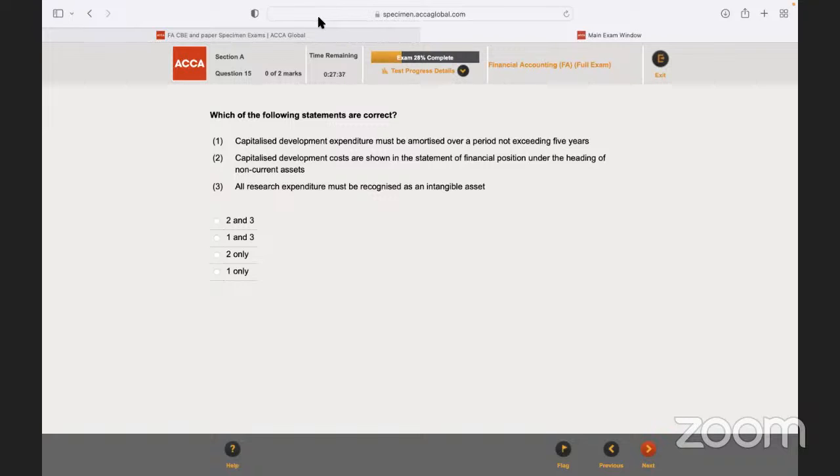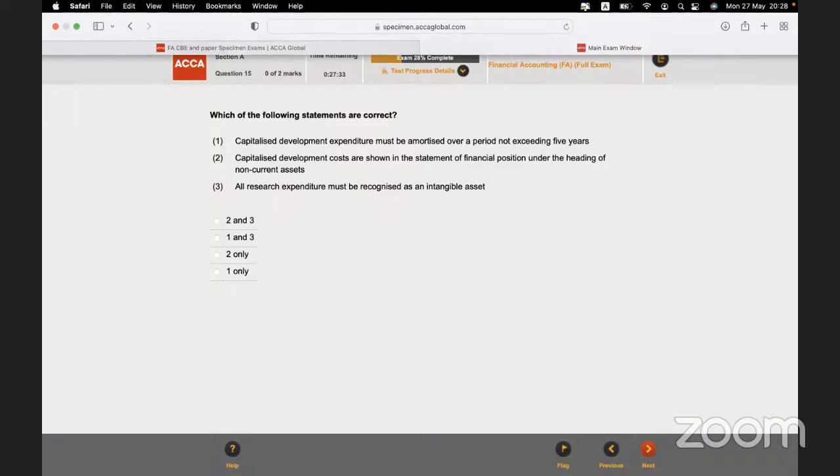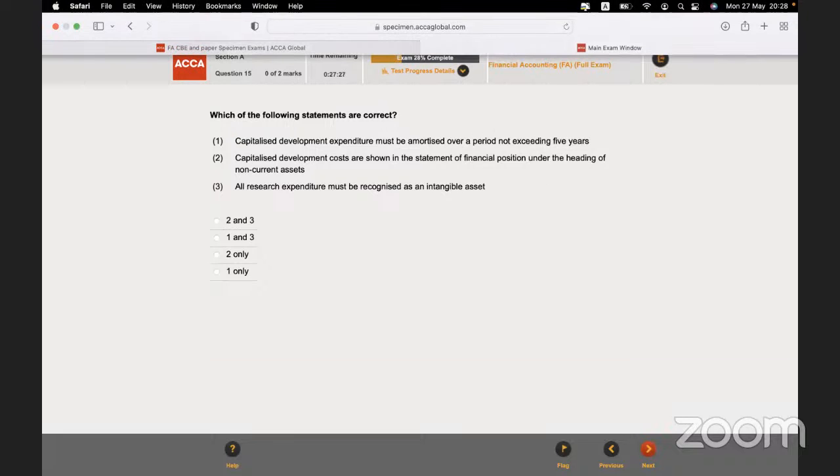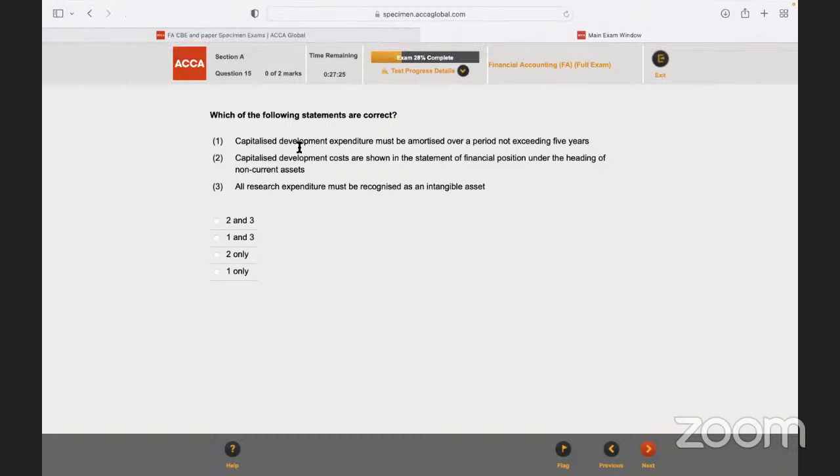Right, guys. I think both of you are saying the answer is 3, and I think that has to be the correct answer. Number 1, capitalized expenditure must be amortized over a period not exceeding 5 years. There's nothing like that. When it comes to amortizing, there is no set limit of 5 years. It can be any number of years. It can even be infinity, but for infinity we don't do amortization. But it doesn't have to be 5 years.